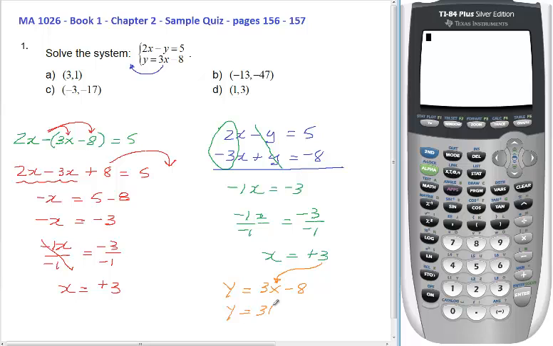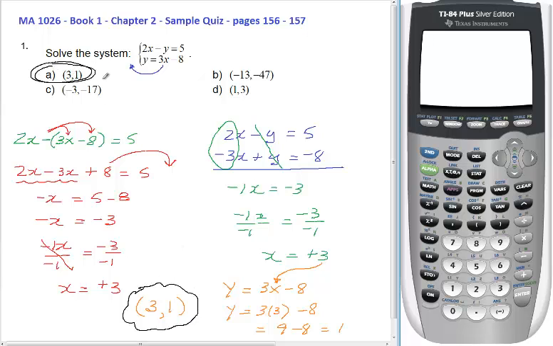Y equals 3 times 3 minus 8. That's 9 subtract 8, which is 1. So indeed our answer is +3 for x, +1 for y. Right, there's our answer right there for answer for A. The answer to the first one is A.